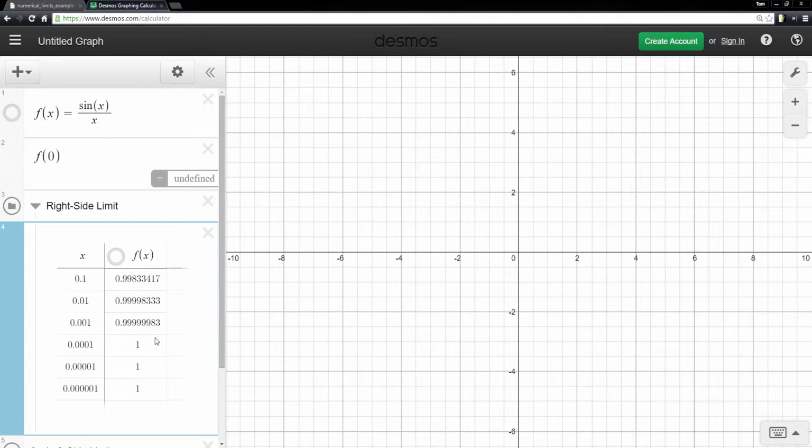So based on the numerical evidence here, we would say that the limit as x goes to 0 from the right is equal to positive 1.